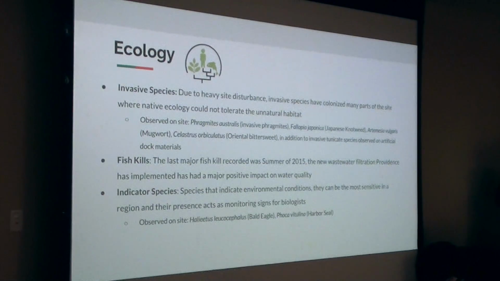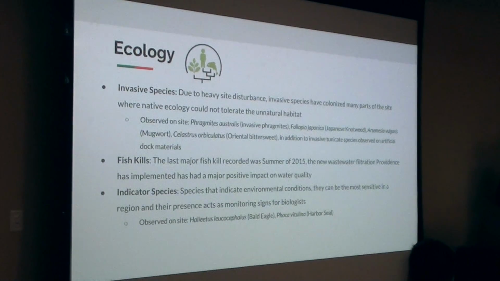site. Fish kills: the last major fish kill recorded was in summer of 2015 based on the water quality, so it hasn't happened in a couple of years, which is good news, and it shows that the water is slowly starting to become a little bit healthier.